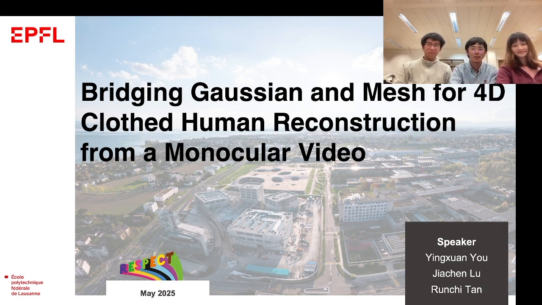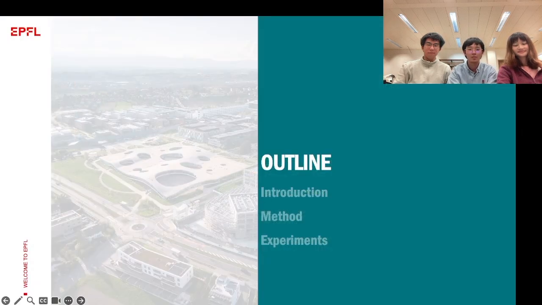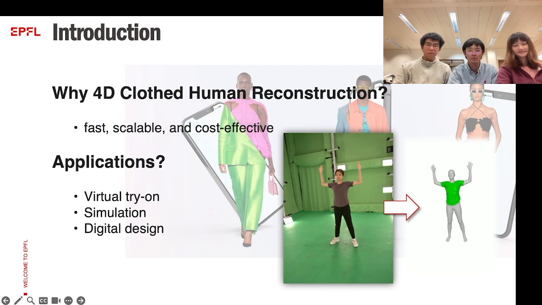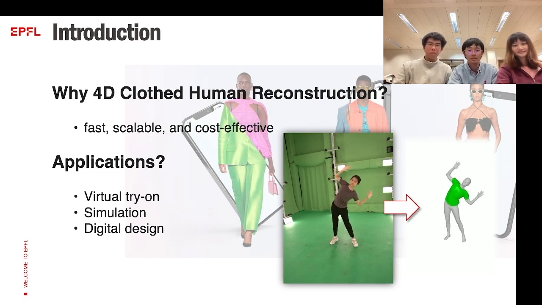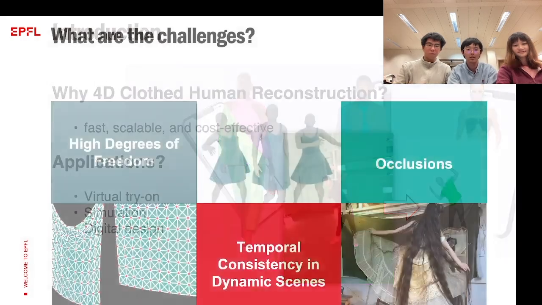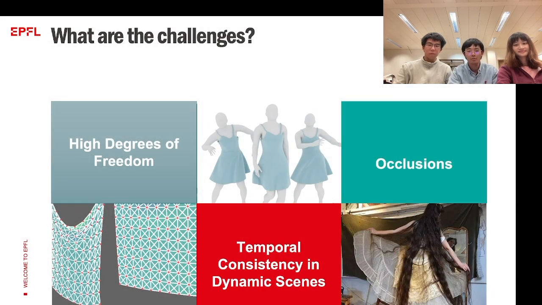Why does 4D human reconstruction matter? Traditional methods are slow and expensive. Deep learning offers fast, low-cost, and scalable alternatives crucial for applications like virtual try-ons, avatars, and animation, but it's still challenging because clothes are highly deformable and hard to track.